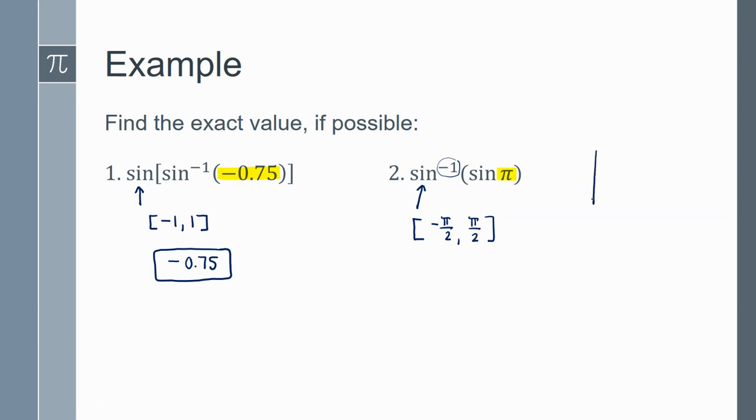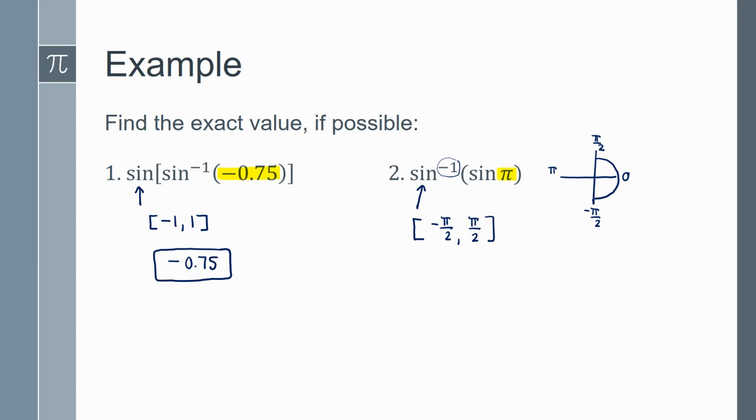So if you're thinking about your picture, remember, 0's here, π/2 is up here, -π/2 is down here. Well, I mean, positive pi would be over here. I'm thinking about these two quadrants. Pi is not in the first and the fourth quadrant. So we have a problem. Our answer is not pi. So when you end up with something that is not within the interval, this is where we have to do a little bit of work.